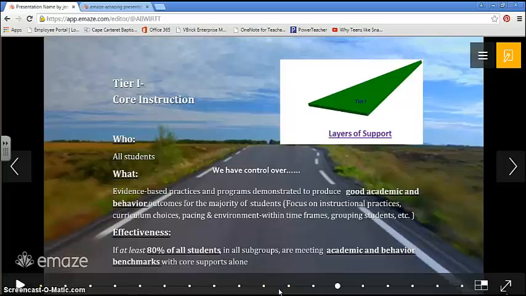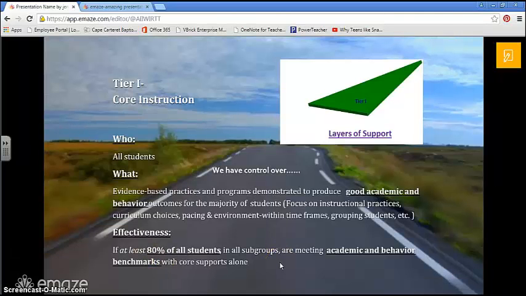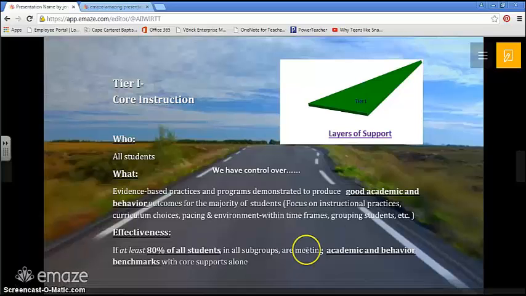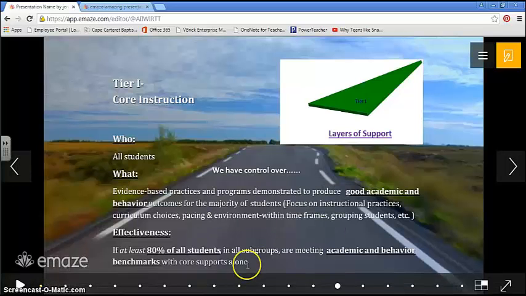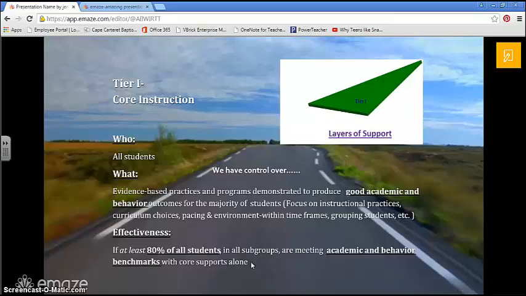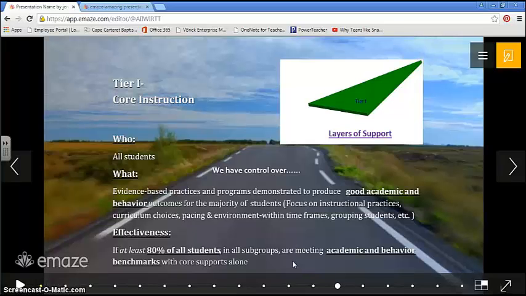And we measure our effectiveness by using this SMART goal right here. If at least 80% of all students in all subgroups are meeting academic and behavior benchmarks with core support alone. So 80% of all students are meeting their benchmark goals in Tier 1. That is our measure of effectiveness.